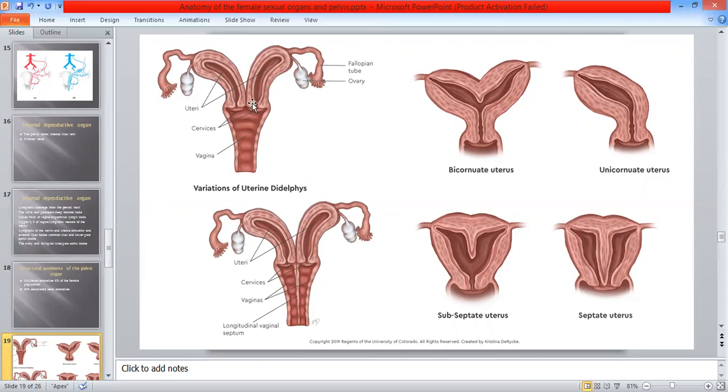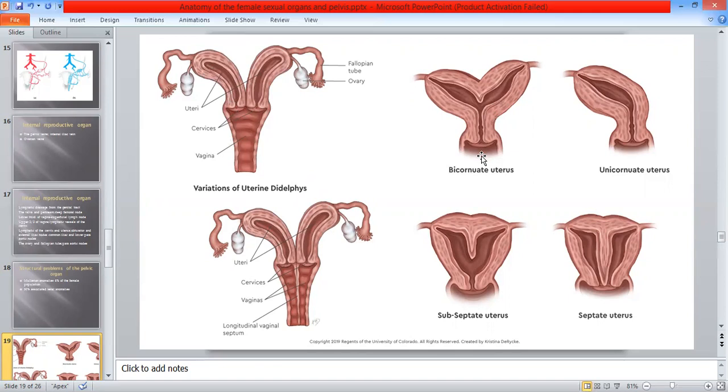One is called the variant of the uterus didelphys, in which there is double uterus, double cervixes and single vagina. This is called bicornuate uterus. In bicornuate uterus there are two cornua of the uterus but single cervix and single vagina.